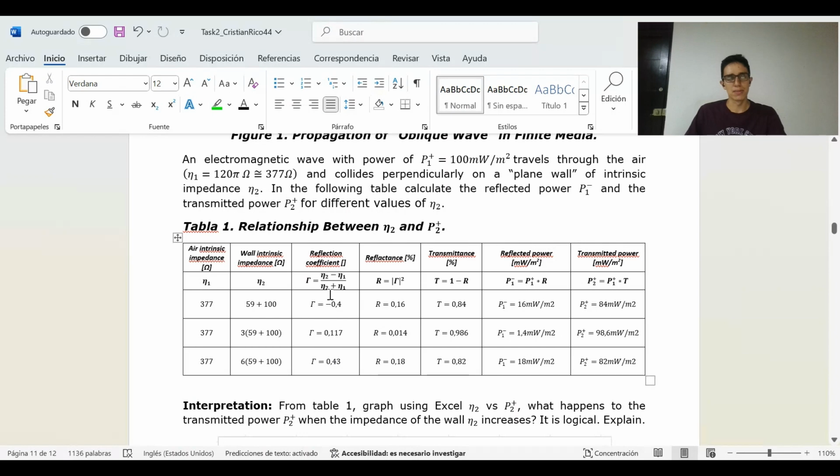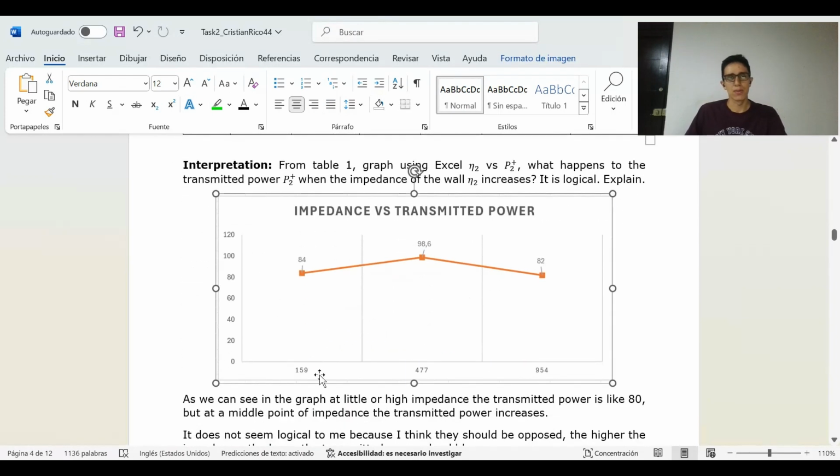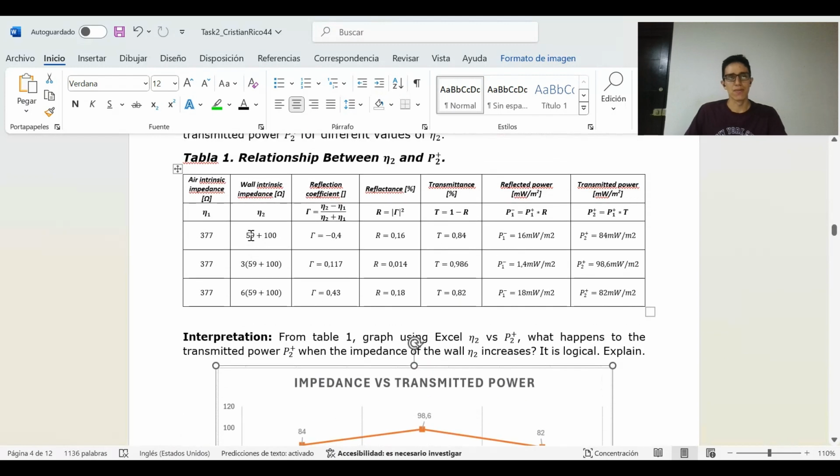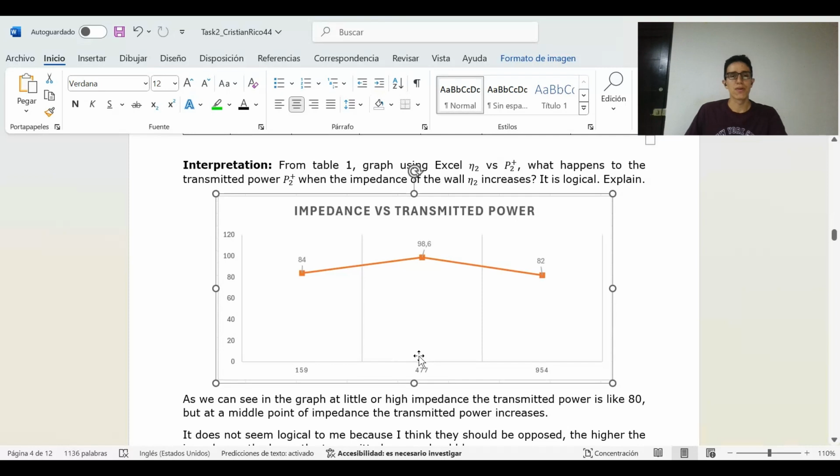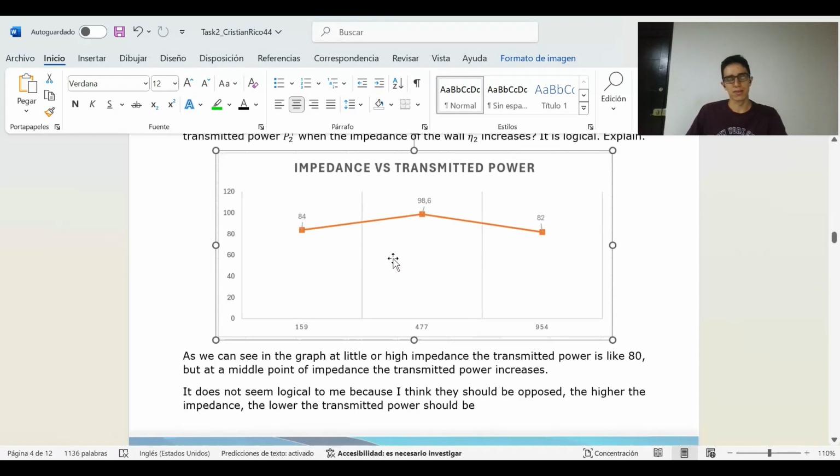We got all the solution. But the most important is that we got the transmitted power to the wall. You can see it in this table: when I got a resistance of 159, I got this power. When I have a resistance of 477, we have this power. And when we got 954, we got this power. So we can see that when I have very low impedance in ohms, I have this value of transmitted power. When I have too much, I have a lower value. And when I have very little, and when I got more, it's in the middle.